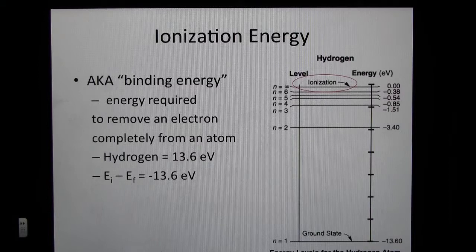The electron must gain 13.6 electron volts to move from the ground state to a point which is outside of the atom. Using the equation to determine the energy of the photon, E initial minus E final, we get negative 13.6 electron volts. The energy required is 13.6 electron volts. The negative sign indicates that the photon is actually being absorbed to get the electron to move from a lower energy level to a higher energy level. If the energy difference is positive, this means the photon is actually emitted and not absorbed.